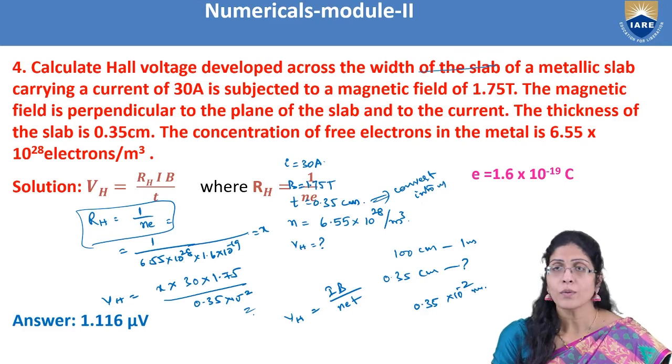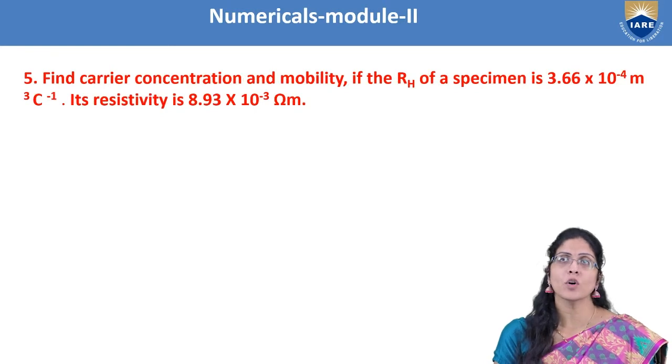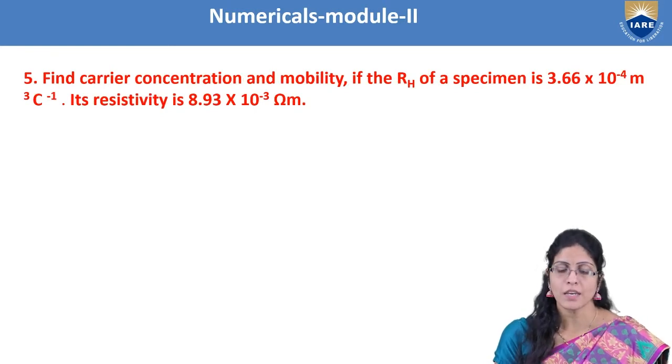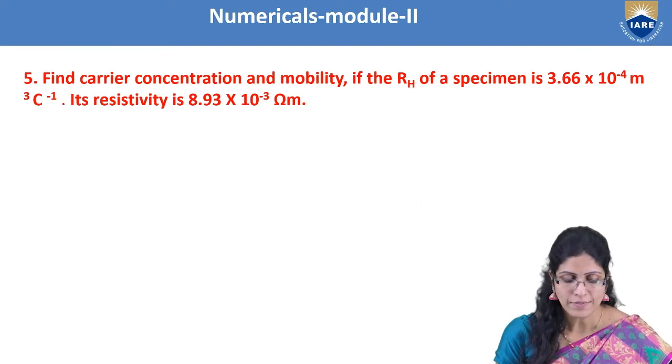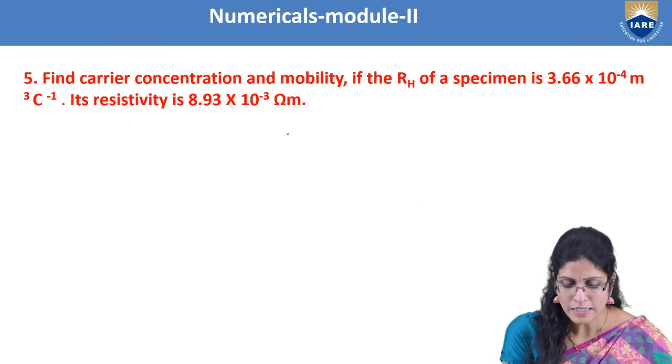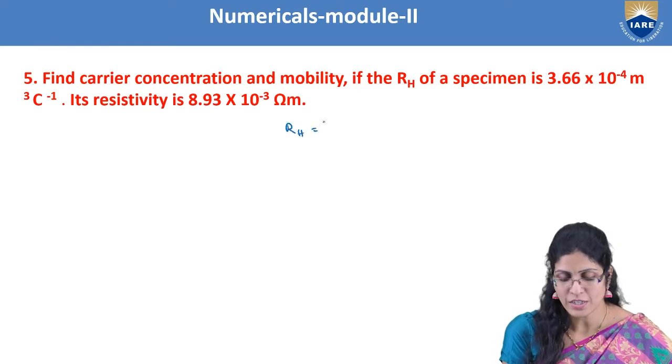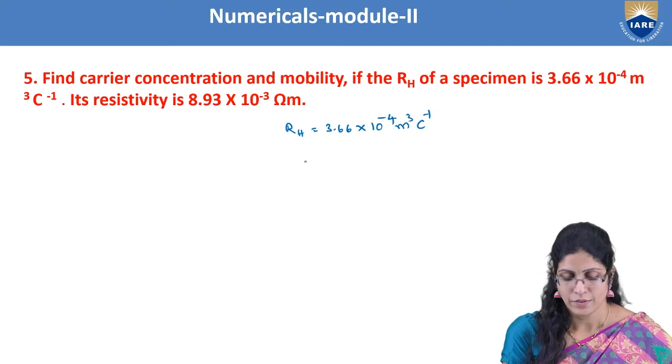Okay, so now moving ahead, find the carrier concentration and mobility. If RH of a specimen is 3.66 × 10^-4 meter cube per coulomb, its resistivity is 8.93 × 10^-3 ohm meter. So what is given, what you should find out? RH, which is the Hall coefficient, is given as 3.66 × 10^-4 meter cube coulomb inverse. And resistivity is given as 8.93 × 10^-3 ohm meter.